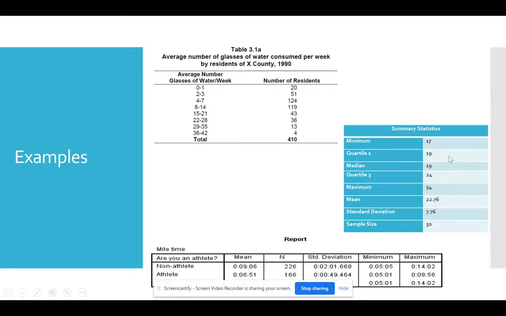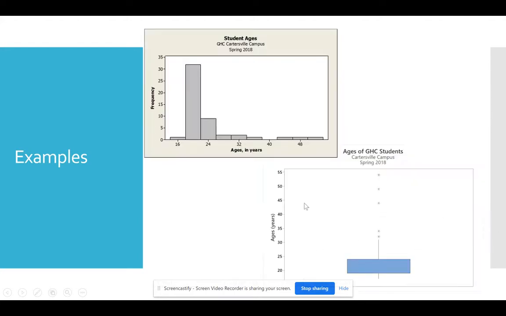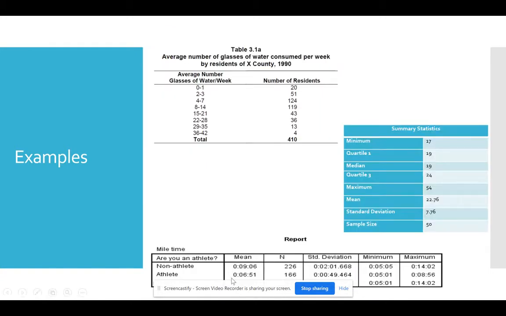I have given you a table of summary statistics that display your 5-number summary along with the mean, standard deviation, and sample size. And then here's another way, especially if you're looking at separate categories, whether they're an athlete or non-athlete, and it gives you the mean, the sample size, the standard deviation, the minimum, and the maximum. So again, it can be displayed in a variety of ways depending upon what information you need to communicate, how much space you have, and that sort of thing.